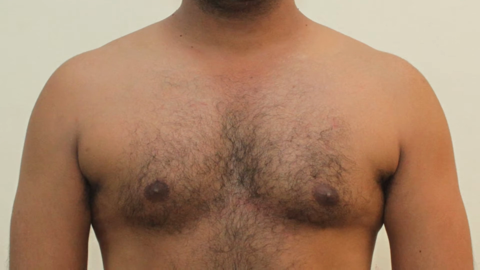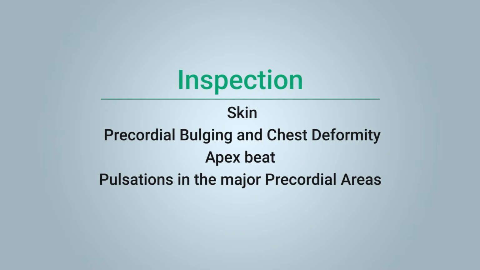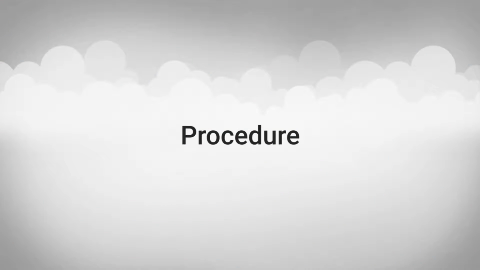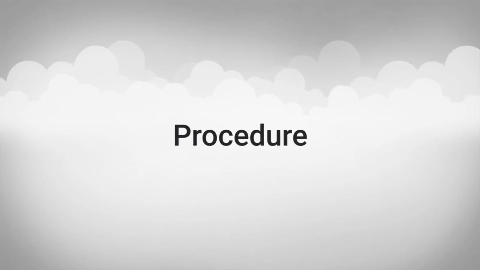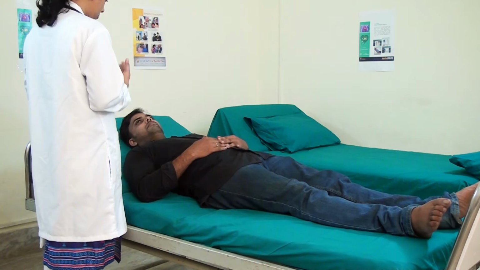What to observe during inspection? Skin, precordial bulging and chest deformity, apex beat, any other pulsations in the major precordial areas. Procedure. Introduce yourself and confirm the patient's identity. Ask for the patient's consent before beginning.